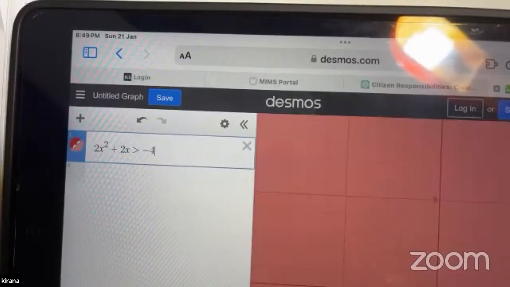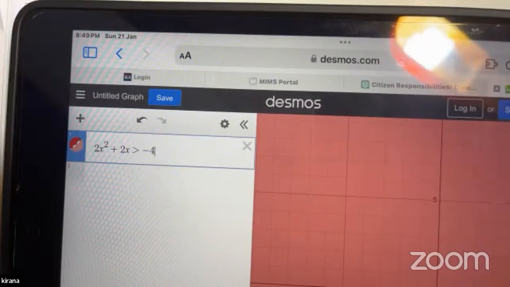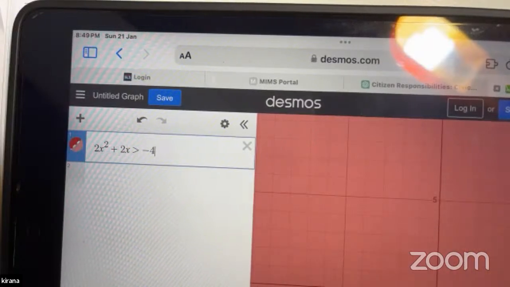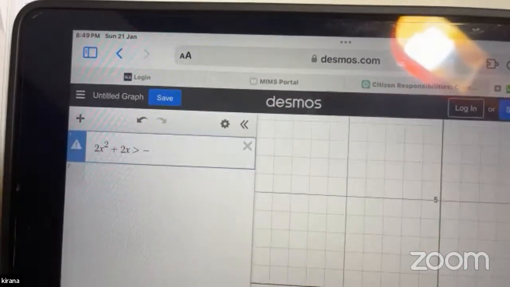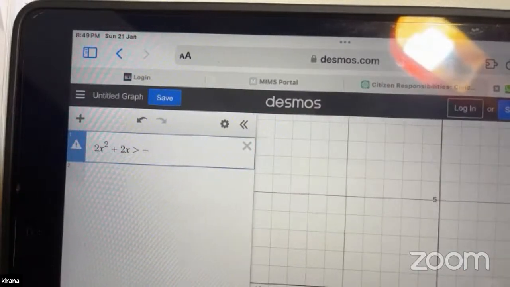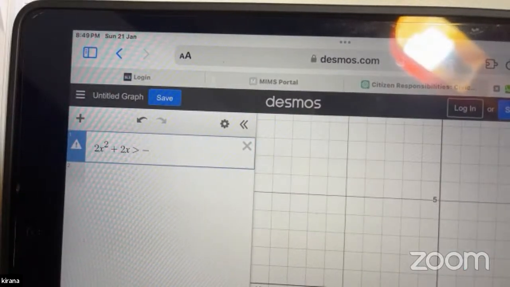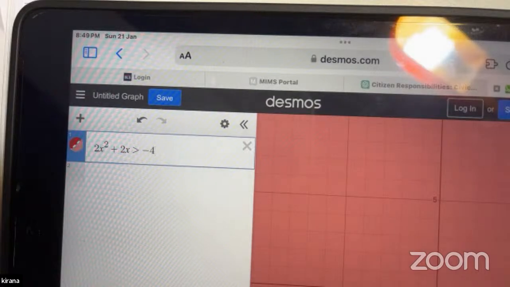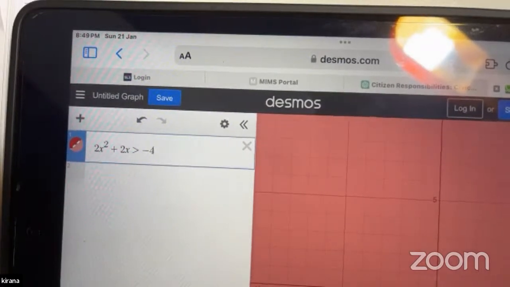Why is the graph red? A very good question, but I do know why. Desmos is sometimes not as smart as you want it to be.